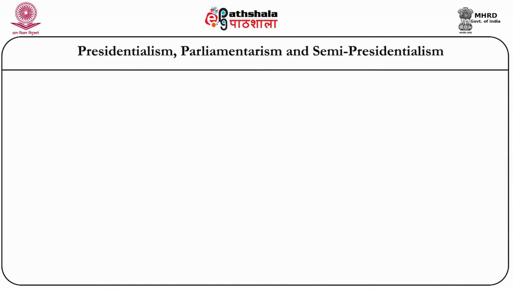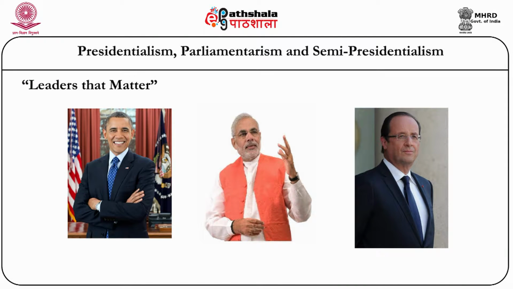And of course, you have Obama and Modi also here. These are the leaders that we are more familiar with. Why? The simple reason is that these are the leaders who actually exercise a lot of power. And if you look at it, Obama represents a presidential system of government, US. Modi represents a parliamentary system of government, which is India. And Hollande represents a semi-presidential system, which is in France.